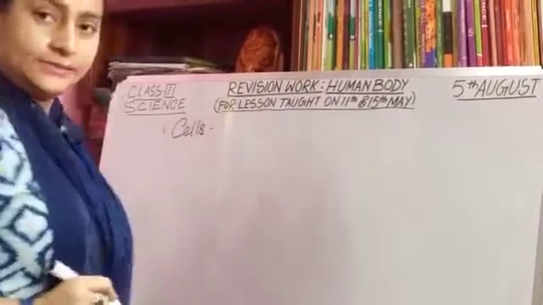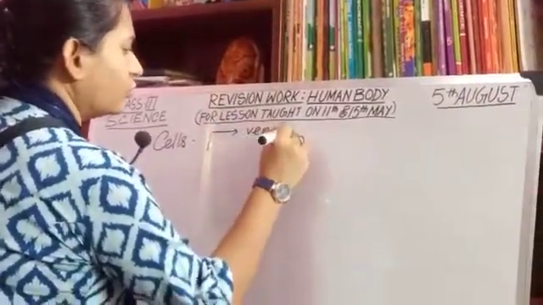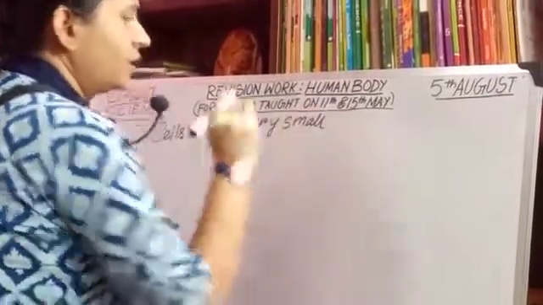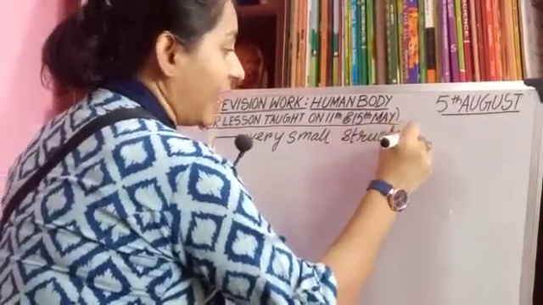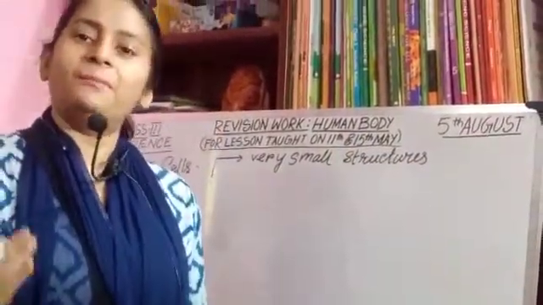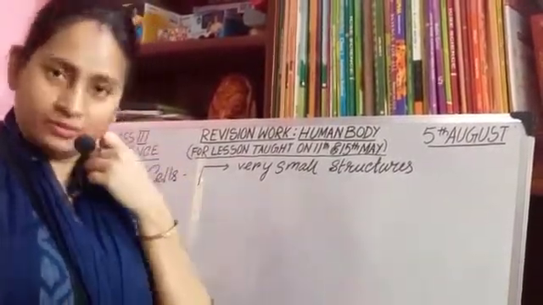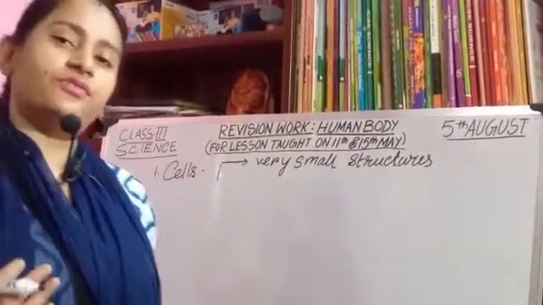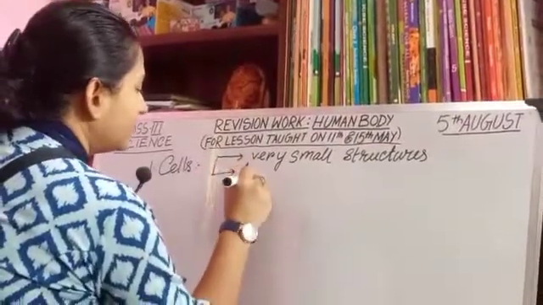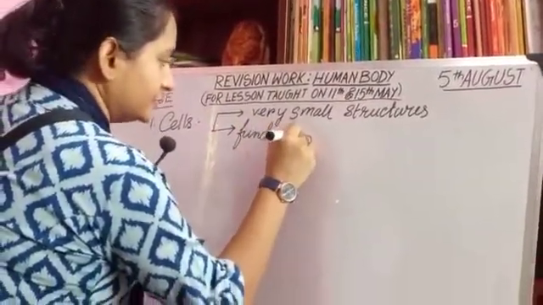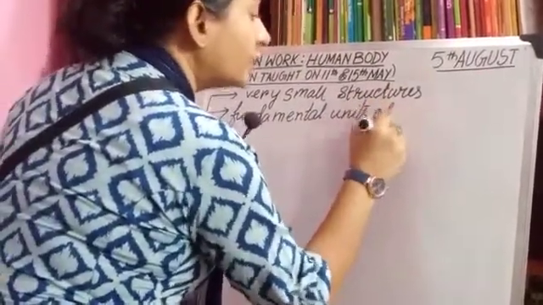Now, what are these cells? They are very small structures. Very small, right? So small that they cannot be seen through the naked eye, and we need to see them under a microscope. They are only visible under a very powerful microscope, right children? Now, how can we define cells? Cells can be defined as the fundamental units of the living body.